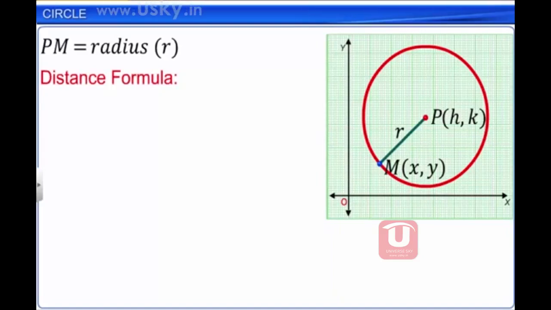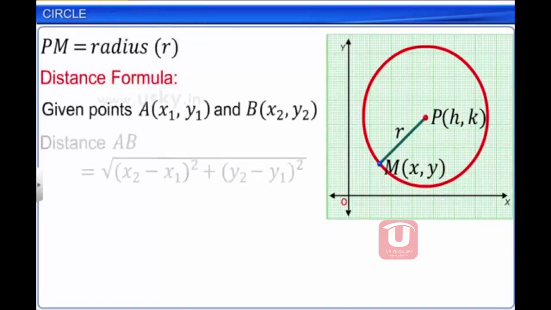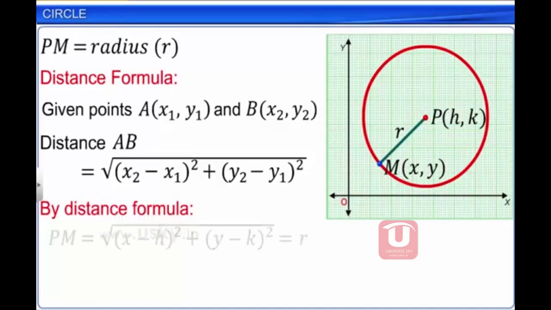Recall the distance formula used to find the distance between 2 points whose coordinates are known. Applying the distance formula, we find an expression for the radius of the circle in terms of the coordinates of its center, P, and a point M on it.